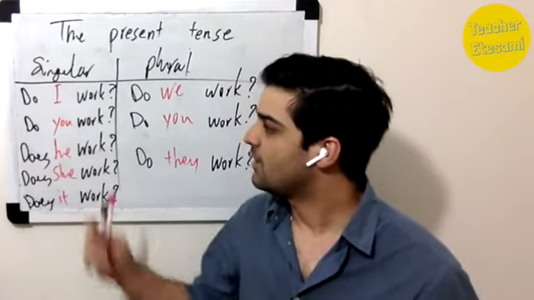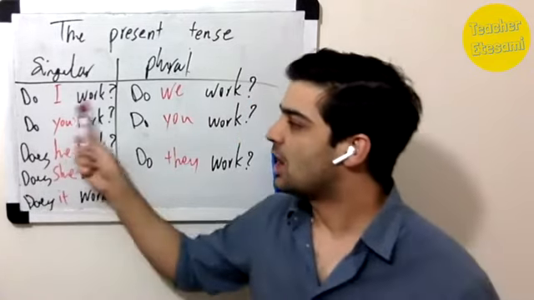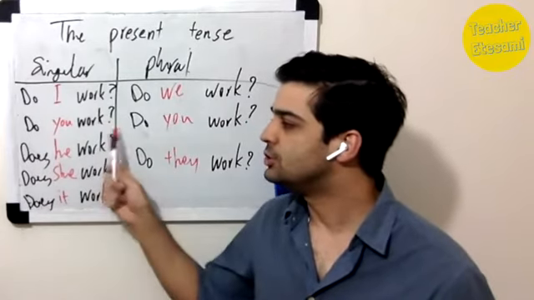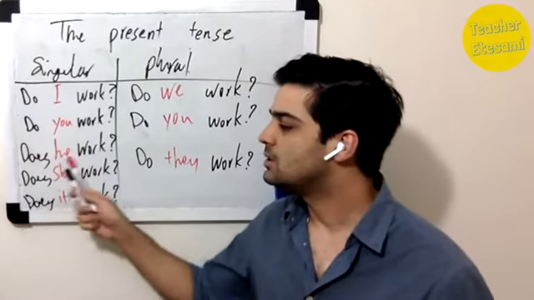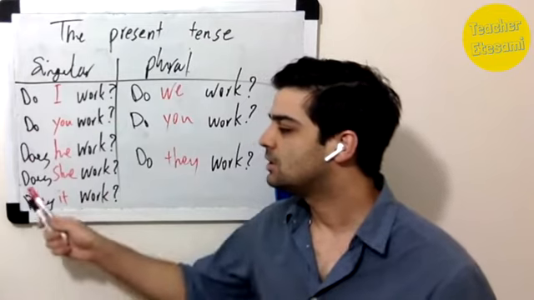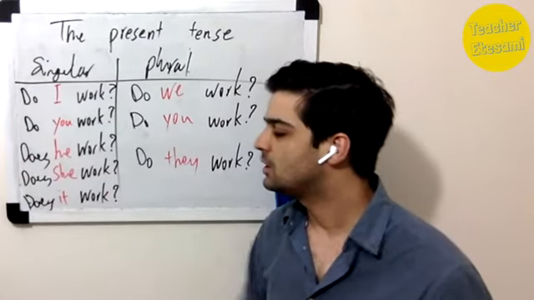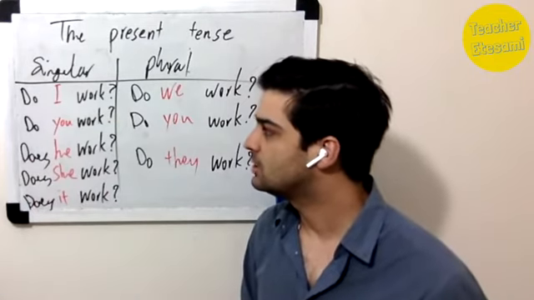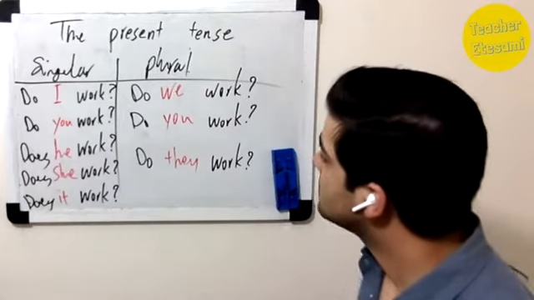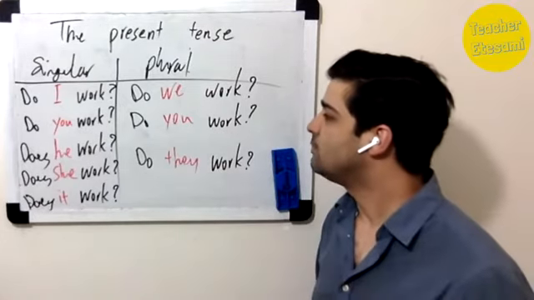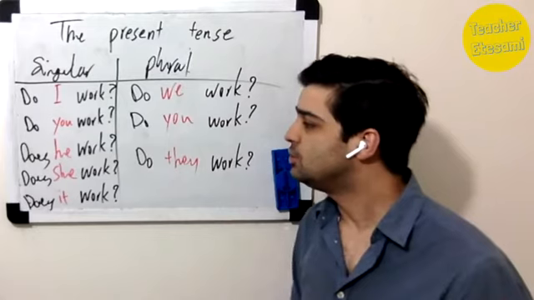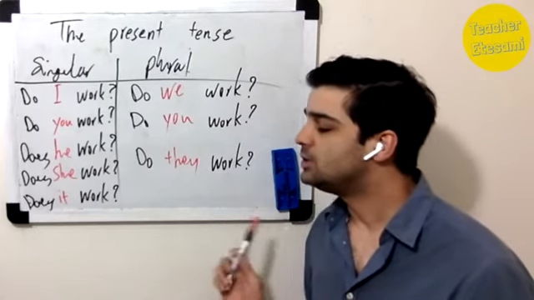So for example, here we have do I work? Do you work? Does he work? Does she work? Does it work? On the plural side, do we work? Do you work? Do they work?